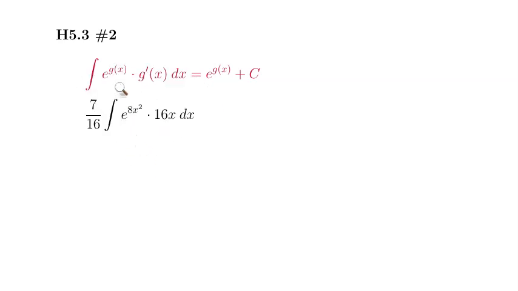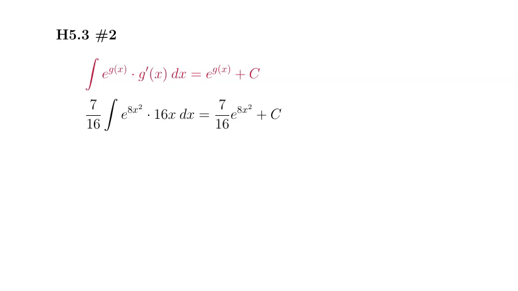And then we have exactly the format here: e to the g of x, where g of x is this, and g prime of x is 16x. So first we put the constant here, 7 over 16. The integral of this is simply e to the g of x, so we have e to the, and g of x is 8x squared, and then plus some constant c. And that's it.